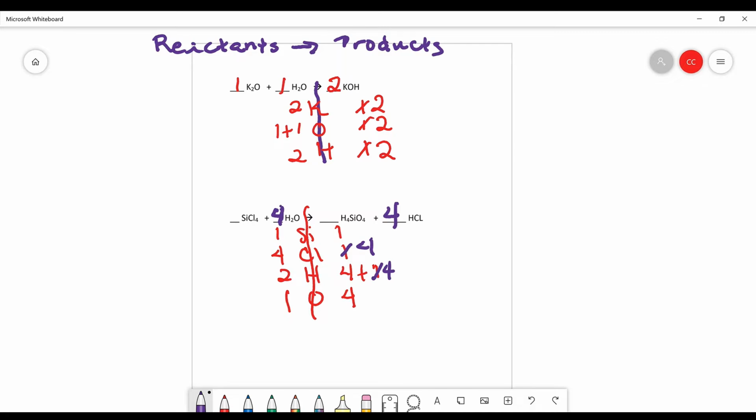2 times 4 is 8. 4 times 1 is 4. So we have 1 silicon on each side, 4 chlorine on each side, 8 hydrogen on each side, and 4 oxygens on each side. Again, if you don't change anything, these are 1s. So on some tests, it's going to ask you to write down your coefficients. You would write this 1, 4, 1, 4. And the one above it would have been 1, 1, 2.